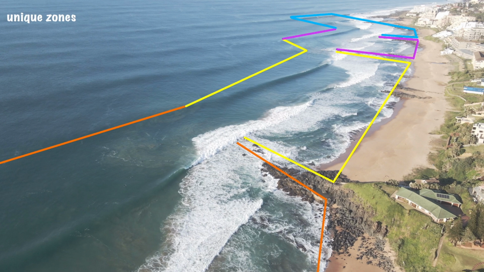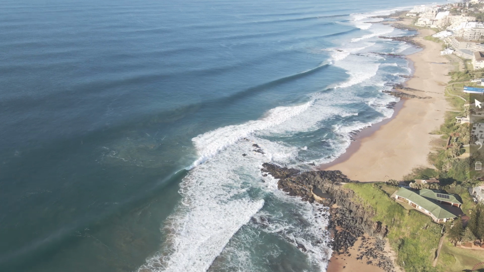No zone is going to be the same. The ocean is a very different, variable and changing place, and so are these zones. So it's important to recognize this and understand that as you move from one zone to the next, say the purple to the yellow, the water may be moving differently, even within the same hour or same day.